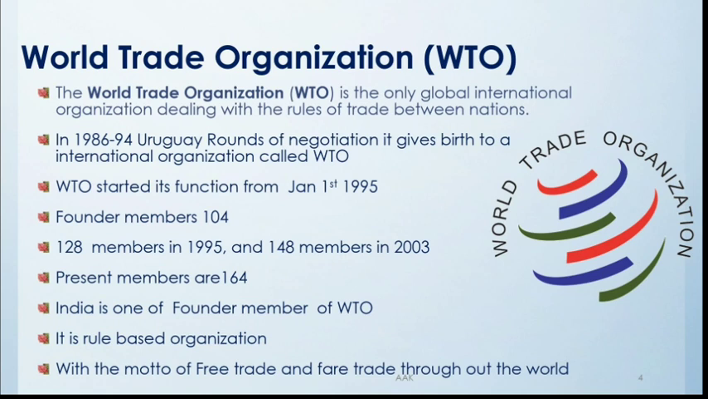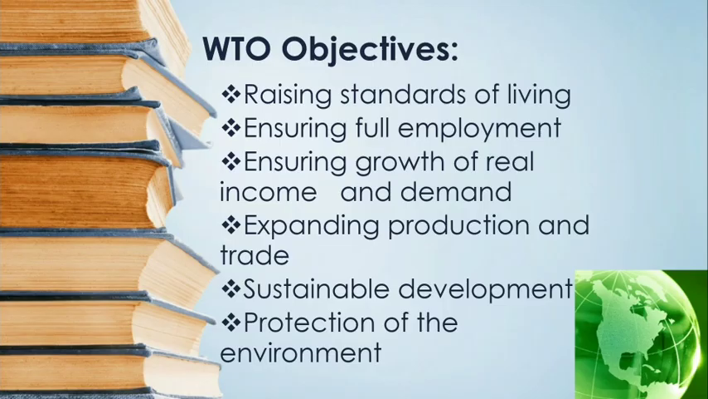WTO is a rule-based organization with the motto of free trade and fair trade throughout the world. Presently, it has 164 members. You can say WTO is an updated version of GATT. Therefore, all objectives of GATT were kept the same with slight changes, and one additional objective was included: to protect nature and the environment.